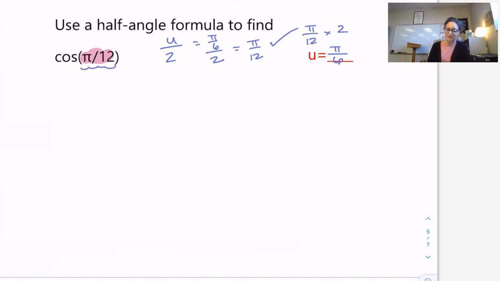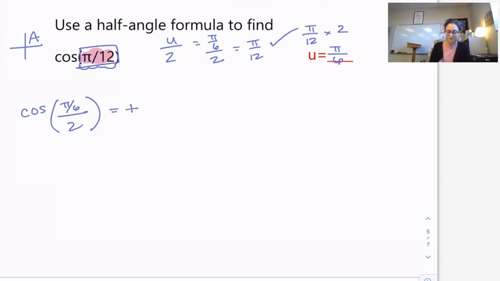Okay, so let's work with our formula. We've got cosine of pi over 6 over 2. So again, u is pi over 6. So notice that your formula starts with a plus or minus. So what I need to do is come to this pi over 12 and decide what quadrant that is in. So what do you think? What quadrant is pi over 12 in? Pi over 12 is in quadrant 1. Well, all the 3 trig terms are positive in quadrant 1.